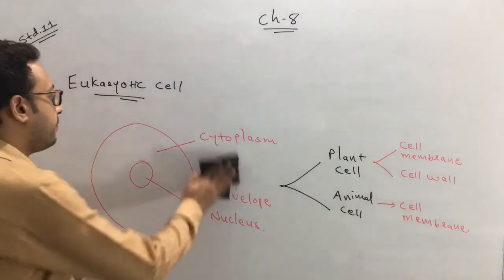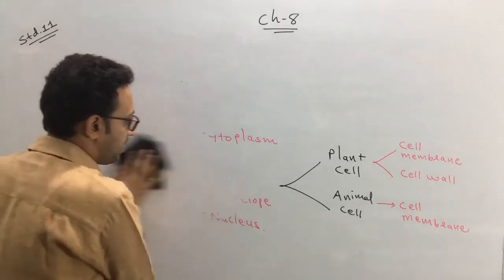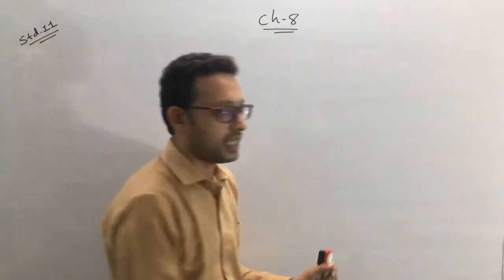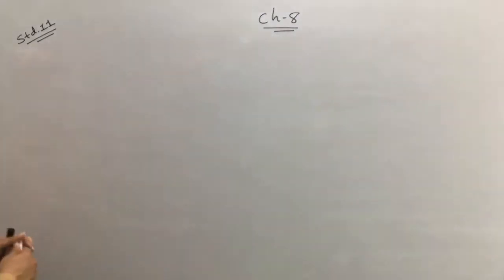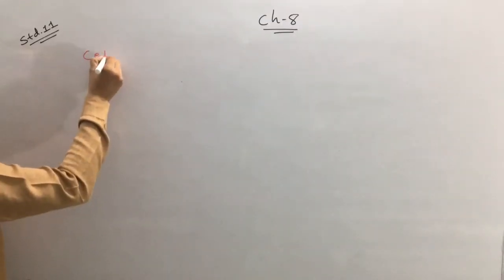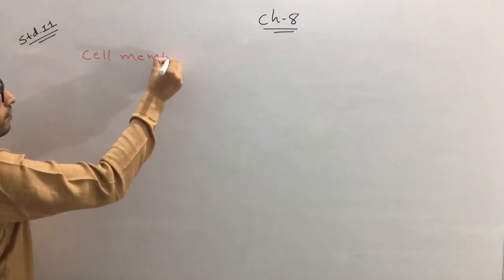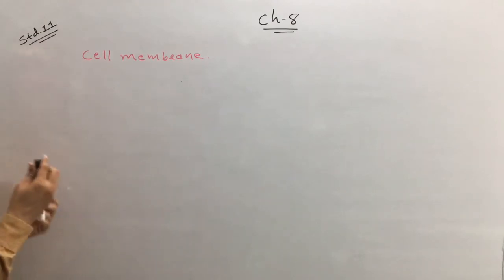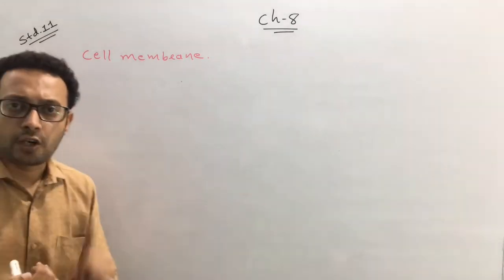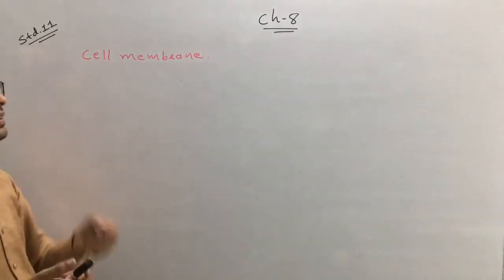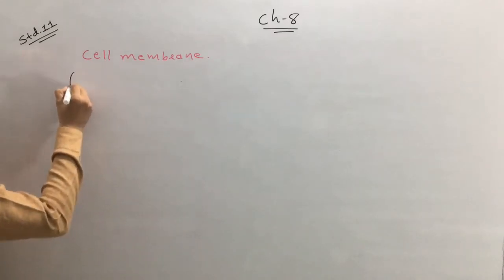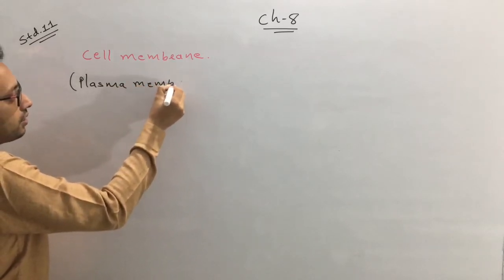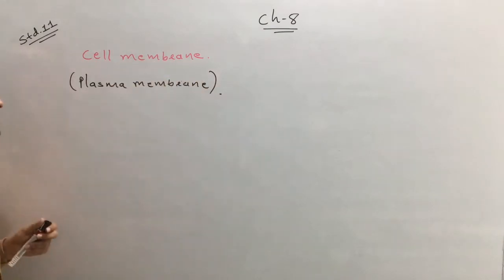In the cell envelope, first we will start with the cell membrane, and then in the next session we will discuss the cell wall, which is the other cell envelope component. So let's start with the cell membrane. It is a component you can find in every cell, whether it's a bacterial cell, plant cell or animal cell. The other name of the cell membrane is the plasma membrane.